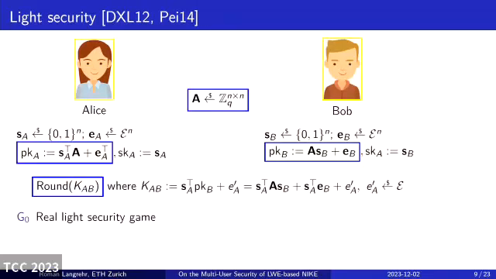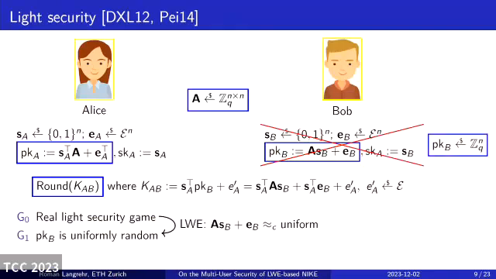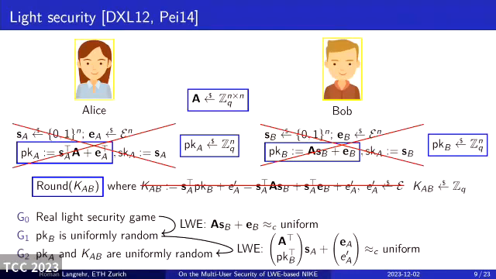Okay, now let me briefly recap how the light security proof for this NIKE worked. So in the light security game, the adversary gets all these parts that are marked here in blue. And security proceeds via hybrid argument. In the first step, we switch Bob's public key to something uniformly random, which is a straightforward reduction to the LWE assumption. And in the second step, we switch Alice's public key to uniformly random. And more importantly, we also switch this value KAB to uniformly random. And this works by applying the LWE assumption to a matrix that has as top part this matrix A and as bottom part the public key of Bob.